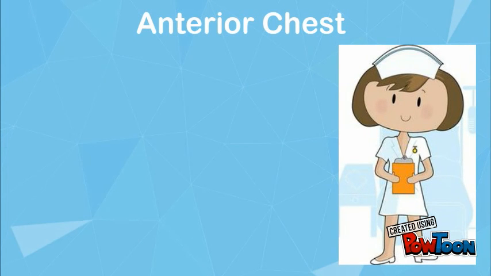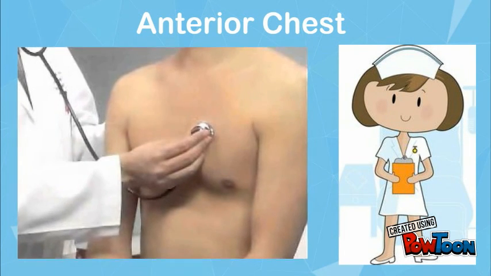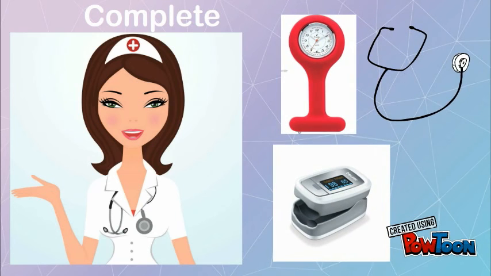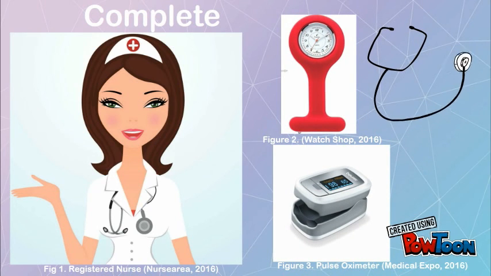Now that you have finished the posterior side, complete the same process on the anterior side. Bear in mind that you will need to ask females and males with large breast tissue to lift or move this during the process so as not to interfere. You are now finished with the patient and can clean and replace your equipment.